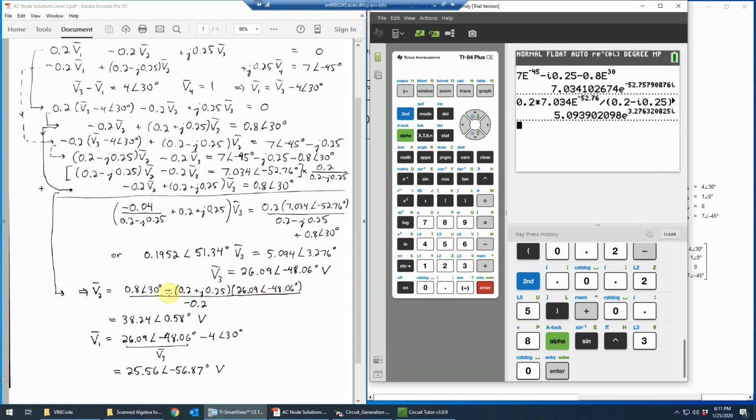Again, I think I'll skip the evaluation of that, but basically that will give us 38.24 angle 0.58 degrees volts. A very small angle, so I didn't bother carrying out the digits. And then finally, for V1 bar, we can use this equation, V3 bar minus 4 angle 30. So again, there's our V3 bar that we already computed, minus the 4 angle 30 degrees. And once again, we just subtract those two numbers directly in the calculator. No need to put them into rectangular form since we're using the calculator's abilities. And that ends up giving us 25.56 angle negative 56.87 degrees. And of course, these are all in volts, so I've added the units.